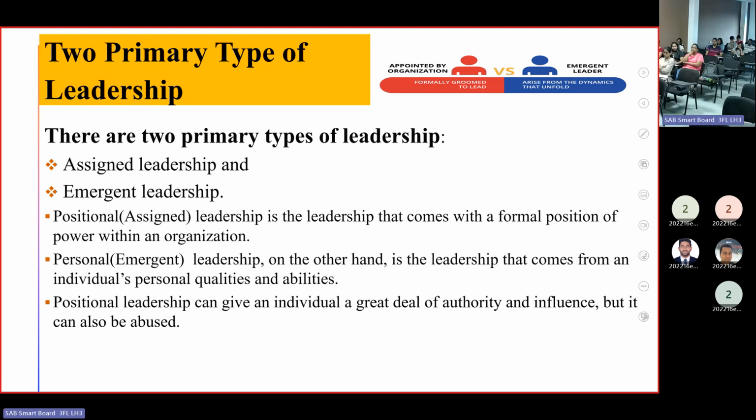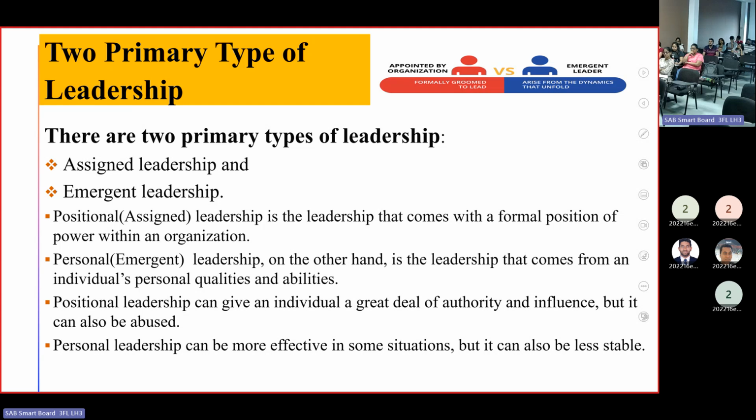Position leaders can have a great deal of authority. Of course, I have the authority to tell you all that you have to finish the assignment on or before a certain day. But we can also request and represent you all. So an assigned leader has the authority to implement, but that authority can be abused. That's the difference. Personal leadership can be effective in some situations, but it is also less stable.